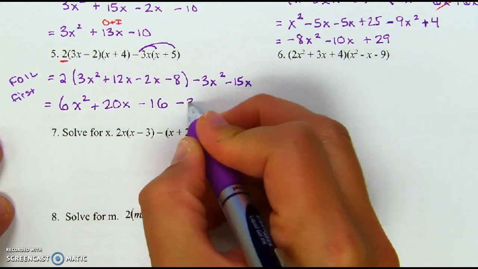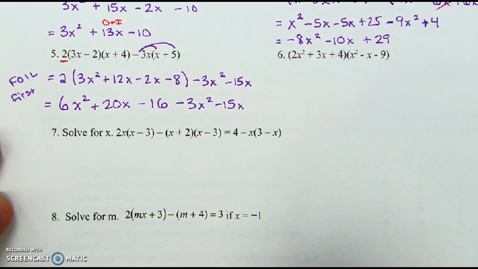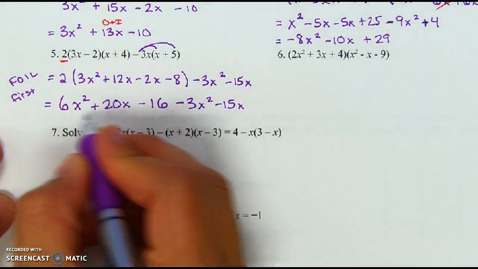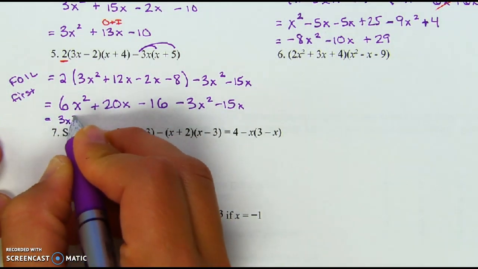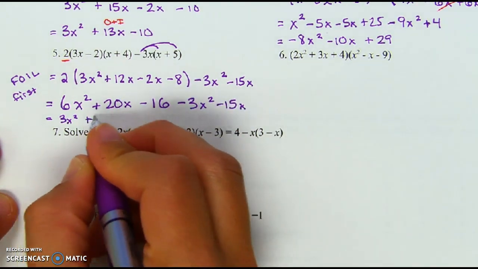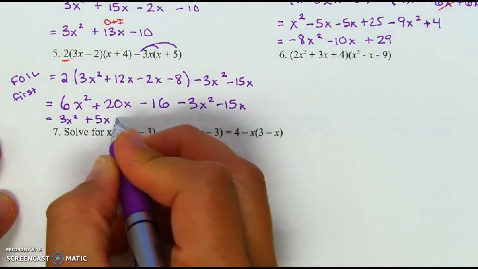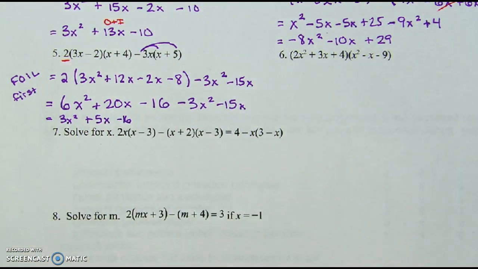Okay. Are we finished? Nope. Combine like terms and write in standard form. So final answer here, 6x squared minus 3x squared, 3x squared. 20x minus 15x is plus 5x, and then a minus 16. There you go, minus 16. All right, we're doing good.